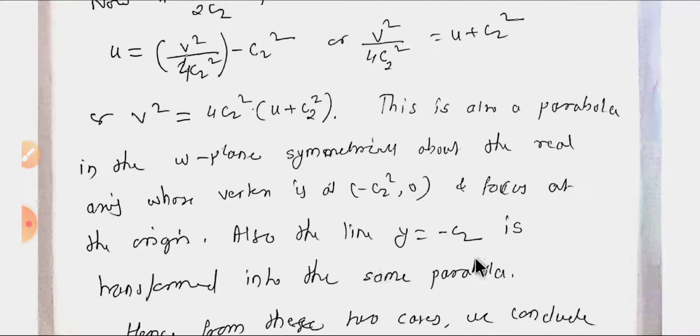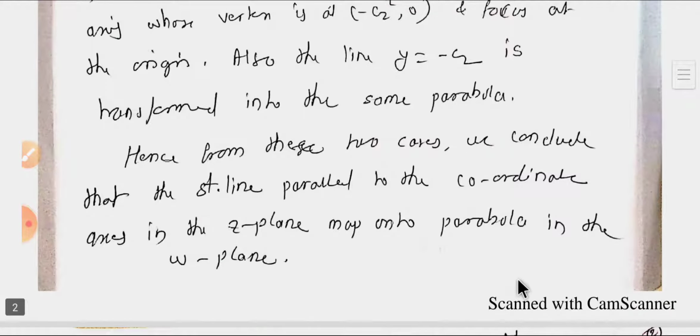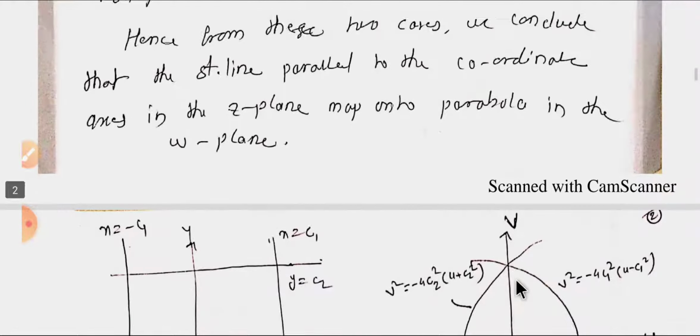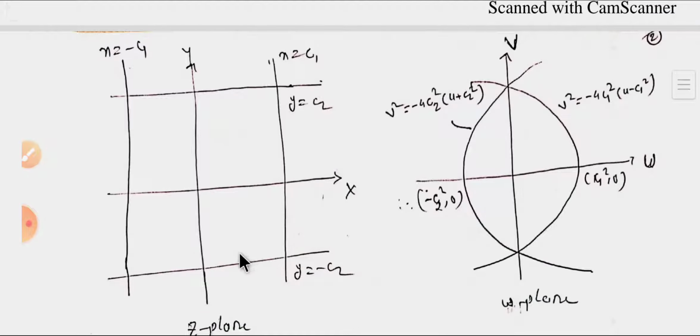Also y equal to minus c2 is transformed into the same parabola. Hence, from these two cases, we conclude that the straight line parallel to the coordinate axis in the z plane is mapped onto a parabola in the w plane. That is, the figure should be here. A figure I have done. Here a figure is sketched.